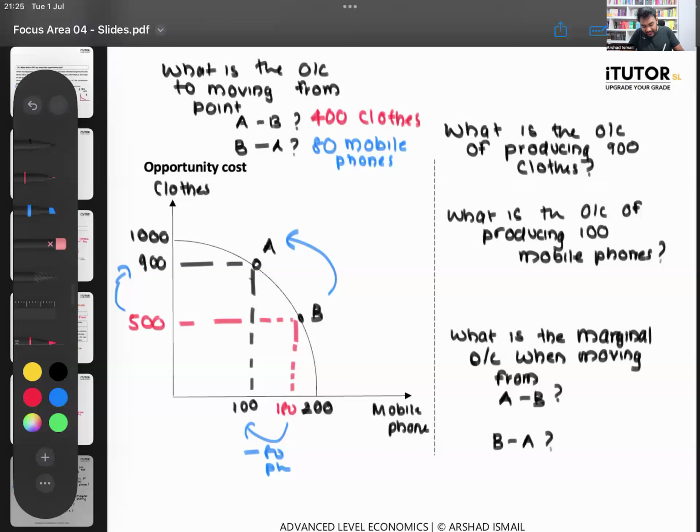Now, another way they can ask you this question is, they can ask you, what is the opportunity cost of producing 900 clothes? Now, this is where some of you go wrong.